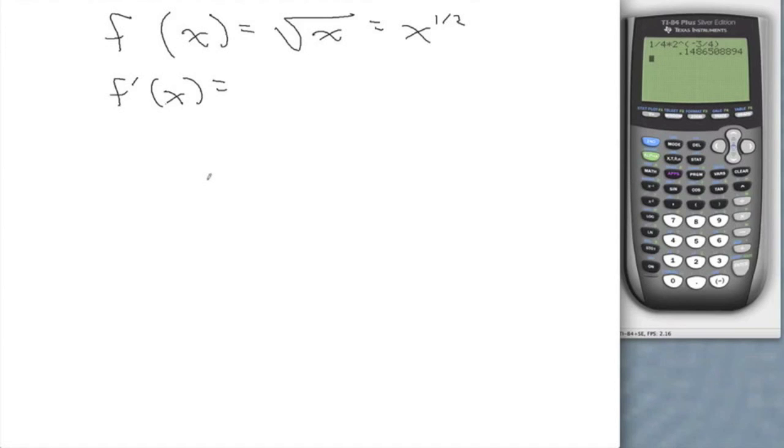Okay, so now f prime of x is 1/2 x to the negative 1/2. That's right. Okay, good. So we don't want to confuse these two steps. When we rewrite this with the fractional exponent, that's not taking the derivative, that's just rewriting the function in a form that's more convenient to us.